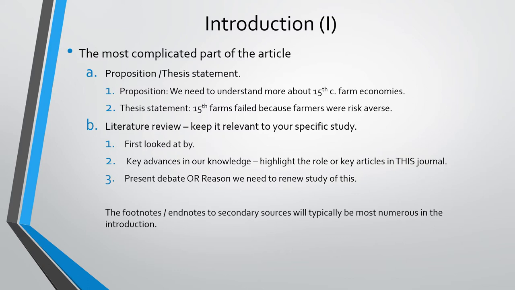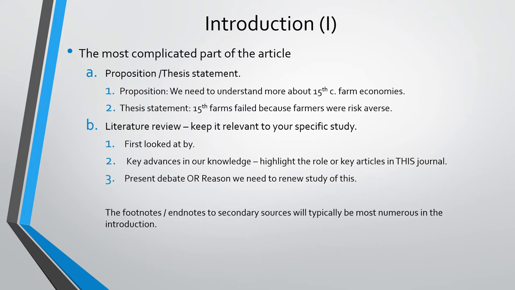If you're in a different social science, something like sociology, for example, it will be more of an indication of each of the main ways in which we have thought about the topic in the past, with less specific reference to past scientists than you would get in history, say. Now, your literature review, not only does it need to be relevant, specific to your study, but it needs to indicate who first examined this topic.